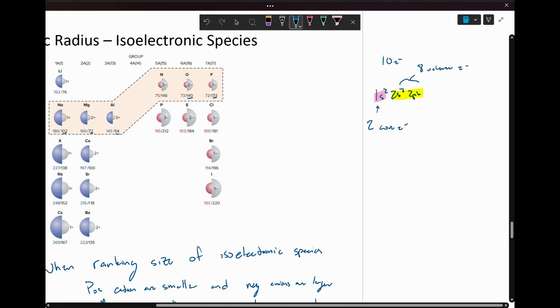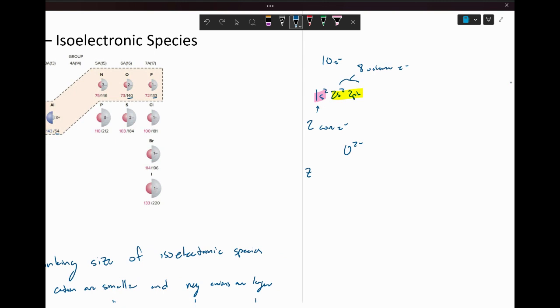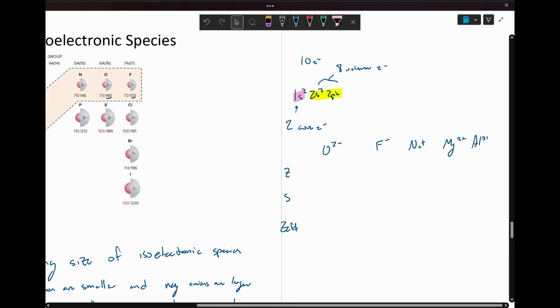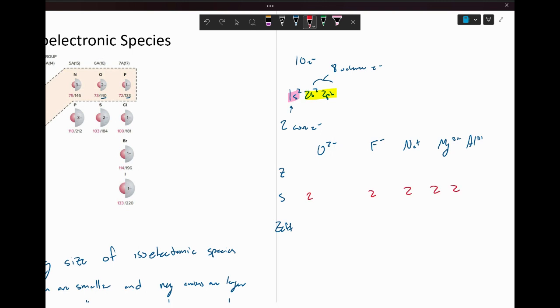And if we talk about the Z effective, for O2 minus, we have our Z value, we'll put our S, and we'll put our Z effective right here. So we have O2 minus, F minus, Na plus, Mg2 plus, and Al3 plus. They all have the same number of shielding electrons. That's those 2 that are coming from the helium designation. So 2, 2, 2, 2, 2. You can write down the number of protons they each have, 8, 9, 11, 12, and 13.